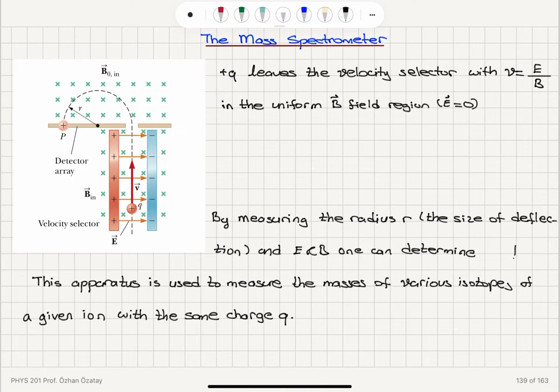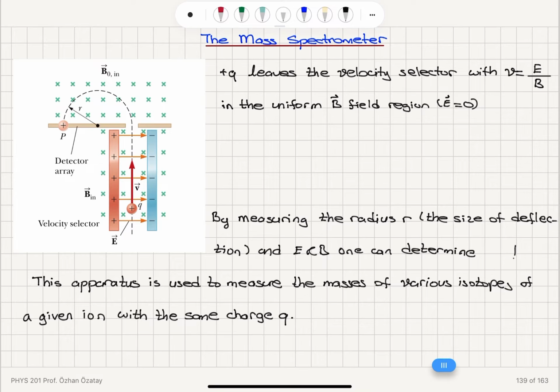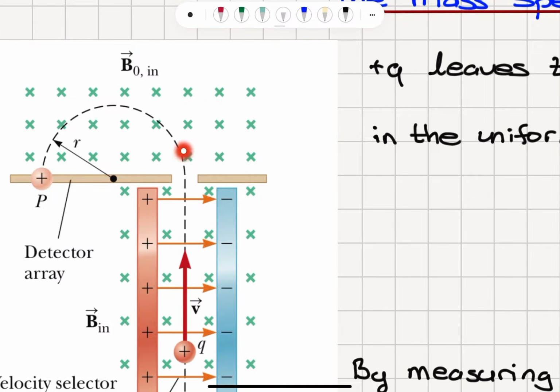So plus Q leaves this velocity selector region with a velocity E over B. Or the speed is given by E over B, but the velocity is directed perpendicular to the electric field and magnetic field. Now it enters a region with no electric field.